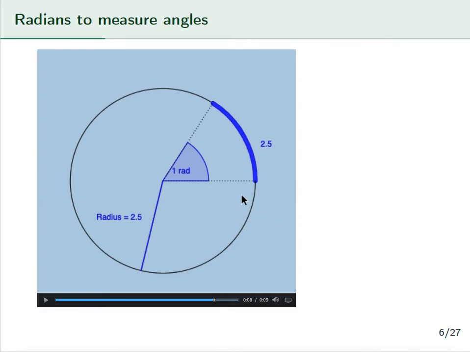So when we think of radian as an angle measure, we're using radius length as a unit measure to measure the arc length that's created by the angle.